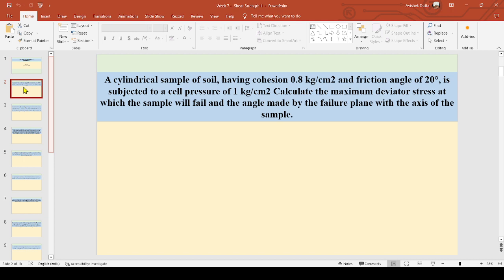We have a soil sample which is cylindrical, having a cohesion of 0.8 kg per cm square and friction angle of 20 degree. The cell pressure in the triaxial test is 1 kg per cm square. Whenever there is cell pressure, it is a triaxial test. Now we have to find out the maximum deviator stress at which the sample will fail and the angle made by the failure plane with the axis of the sample.